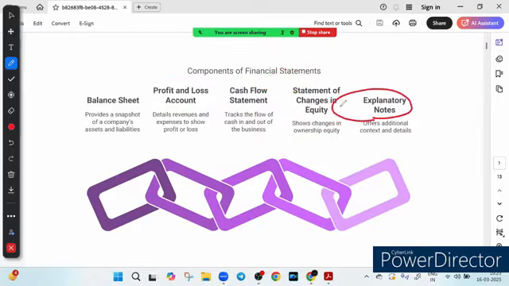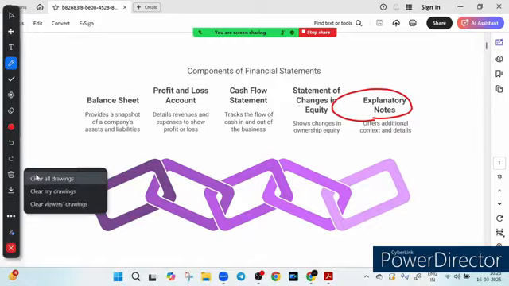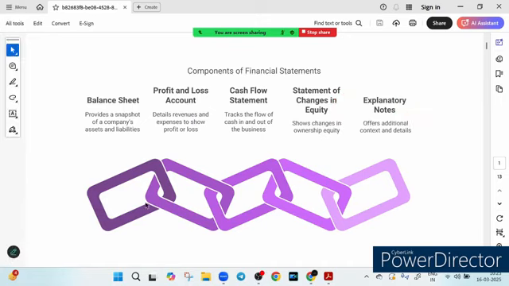And the last we have is the explanatory note, means the fine print that matters. These notes offer additional context, additional detail, helping investor and stakeholder understand the number better. Each of these components is like a link in the chain, interconnected and crucial for financial decision making. Now I hope these 5 components of financial statement are clear to you.